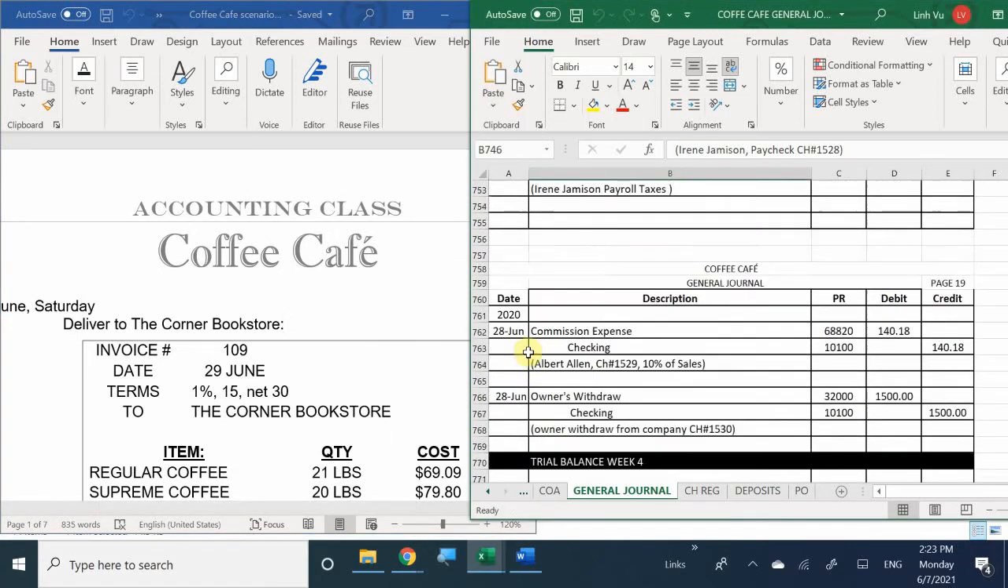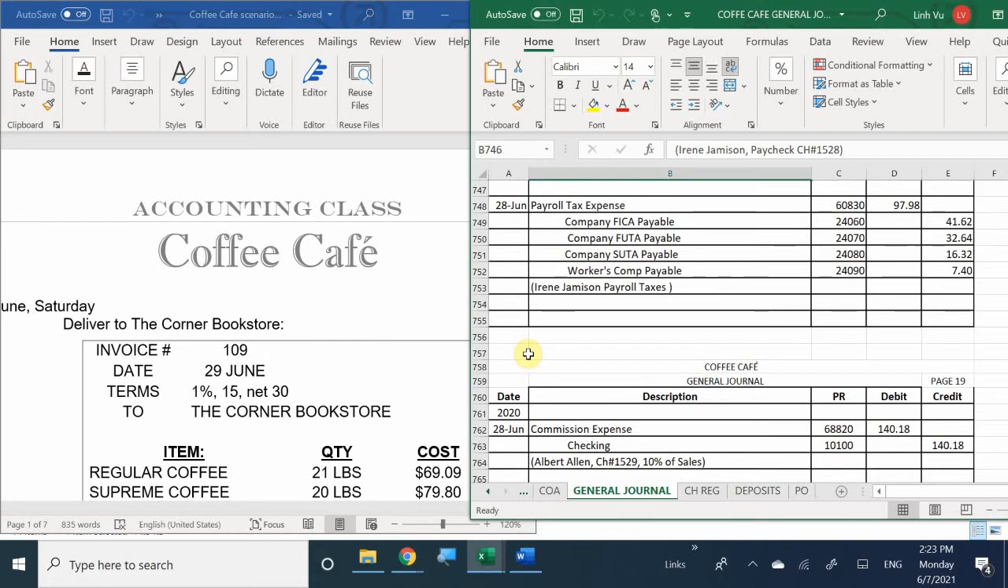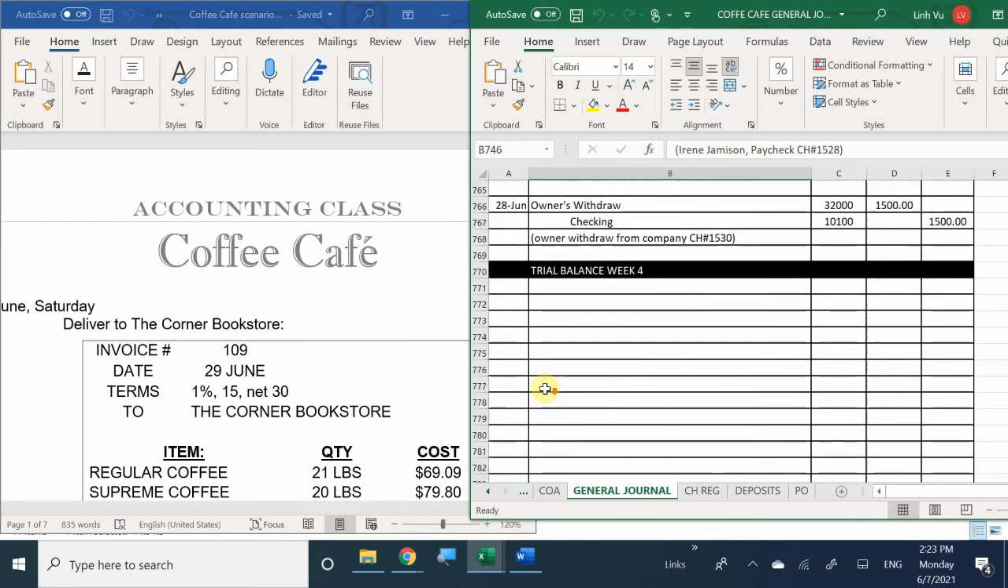So we left off on page 19 in our journal. All right. And what happened on June 29?